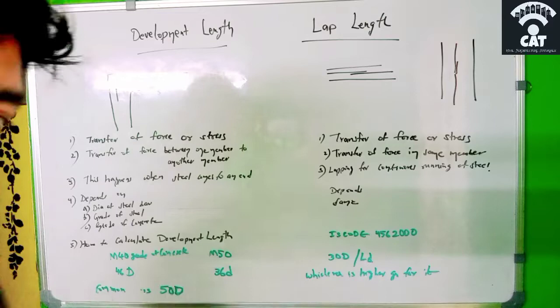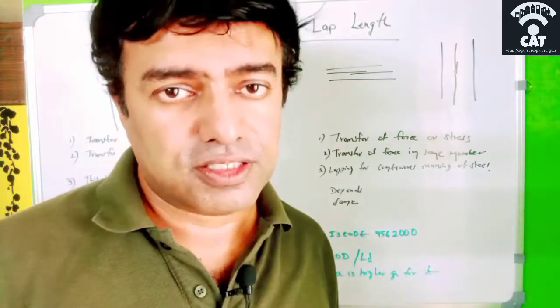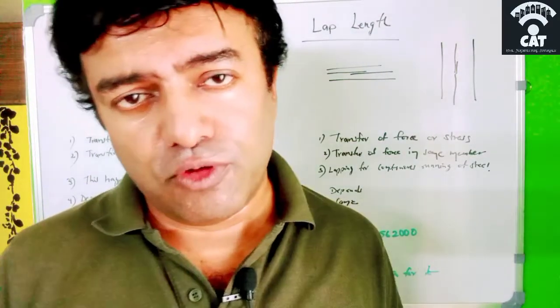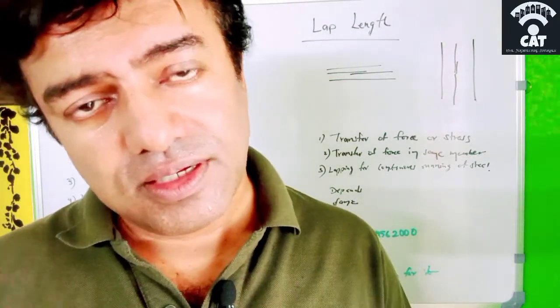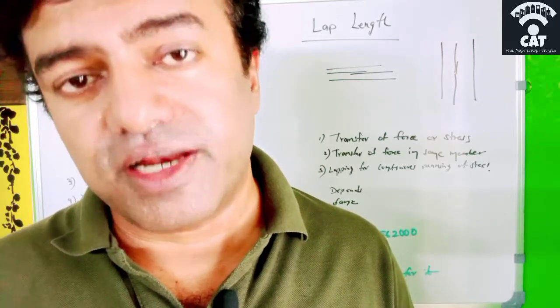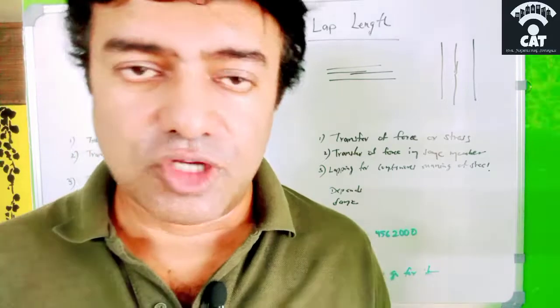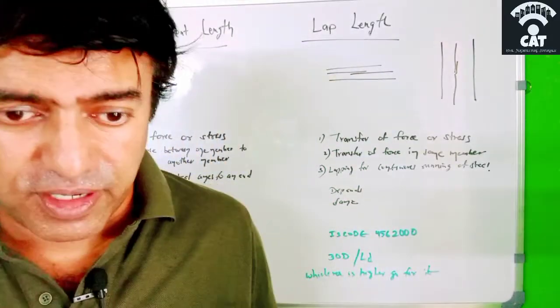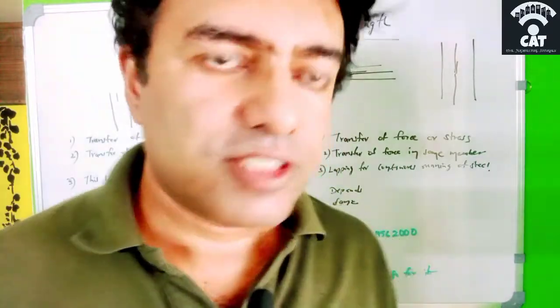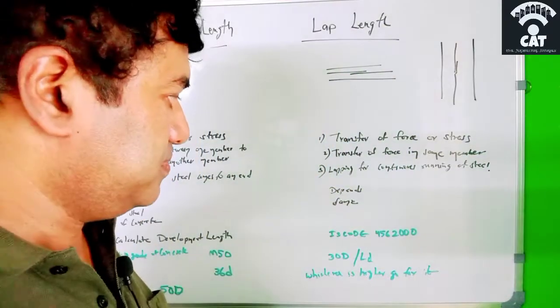Then if we don't get any development length from the structural designer, we can go for a common formula by which we can get the development length: development length is 50D, 50 into the diameter of the bar. That is a common thing. If the structural engineer doesn't specify the development length, then we can go for 50D.